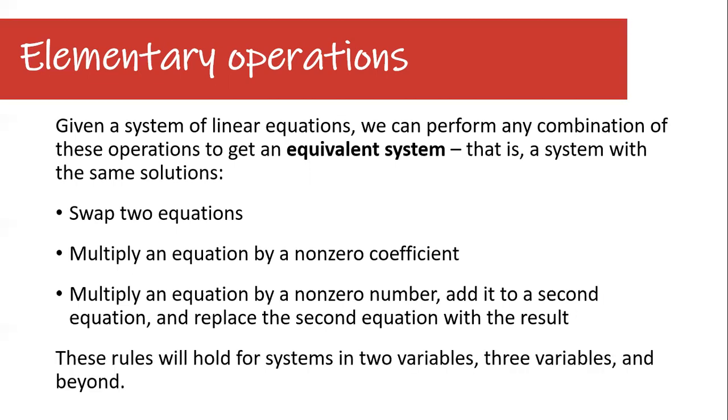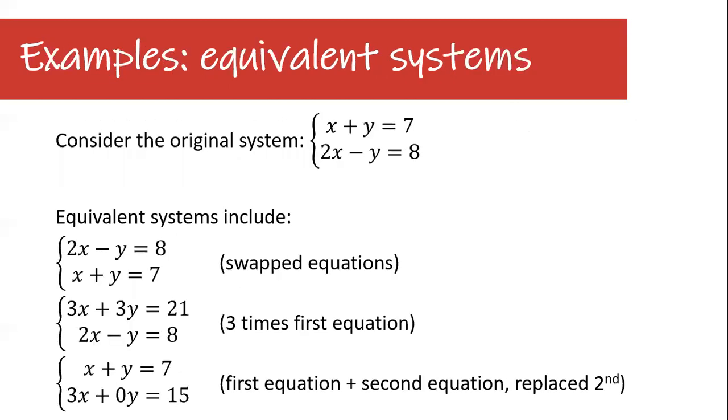Now these rules will hold for systems in 2 variables, 3 variables, and beyond. So our example that we're going to look at is only in 2 variables for simplicity's sake. So let's consider these equivalent systems. Our original system here is x plus y equals 7, and 2x minus y equals 8. Our first equivalent system is 2x minus y equals 8 and x plus y equals 7.